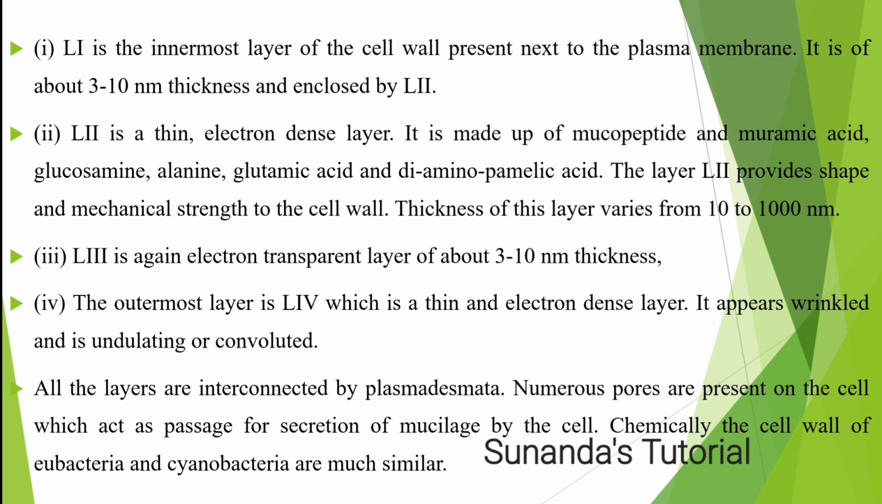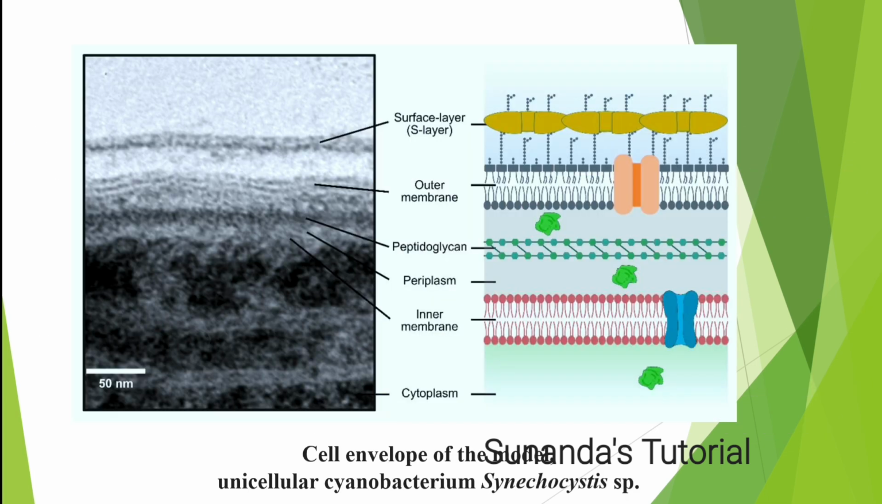Okay, all the layers are interconnected with each other by plasmodesmata. Plasmodesmata are the connecting link between those layers. Okay, next, this is the diagram of the cell envelope of a Cyanocystis species. Here you can see the surface layer, then outer membrane, then peptidoglycan, periplasm, inner membrane. So in this way four layers appear on the cyanobacterial cell.